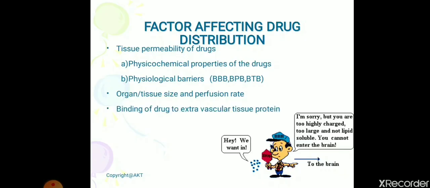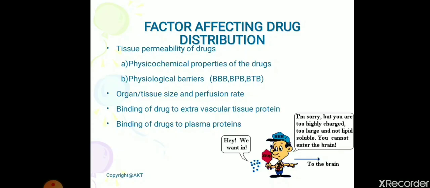Third one, binding of the drug to extravascular tissue protein. There are certain drugs which show affinity for certain tissue proteins. For example, chloroquine shows more affinity for the retinal proteins, so it may get deposited in the retina. That will increase the distribution of the drug from the blood compartment to the tissue compartment.